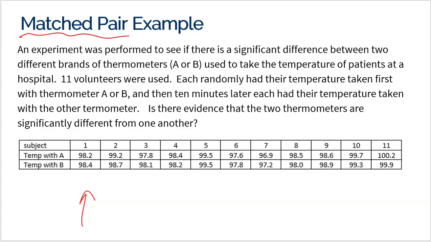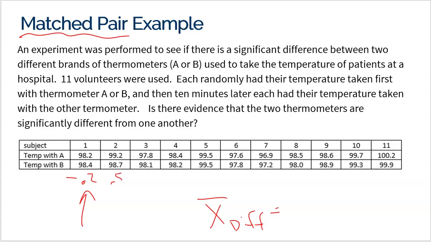At the end of the day, I do not care about thermometer A. I do not care about thermometer B. I only care about the differences. What I'm looking to do is find a mean difference. That's what I need. So for example, for subject 1, the difference was negative 0.2. For subject 2, the difference was positive 0.5. So I'm doing A minus B.